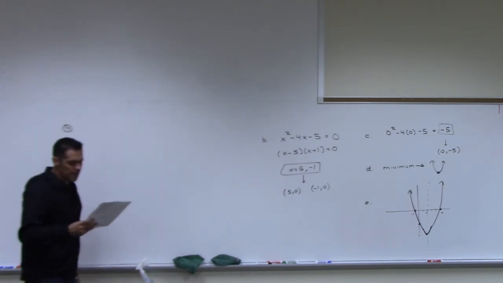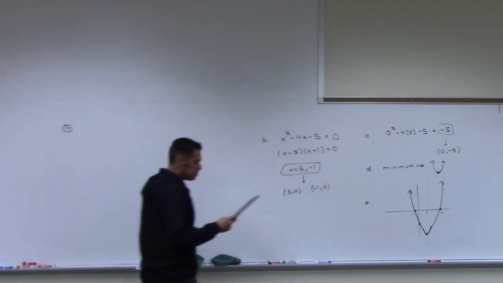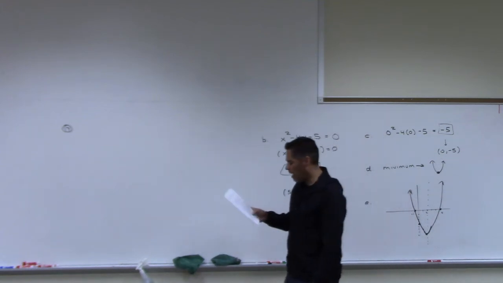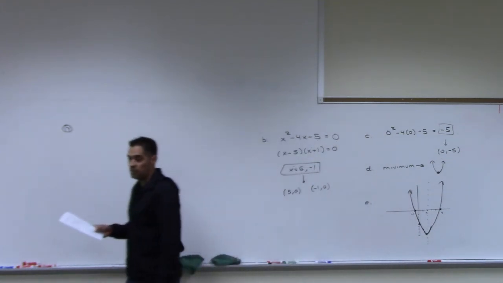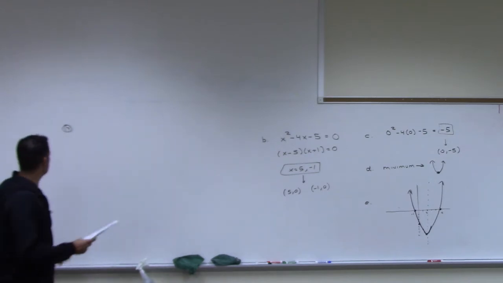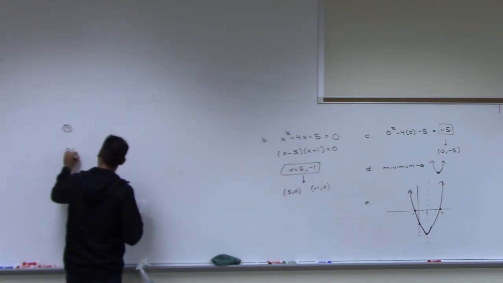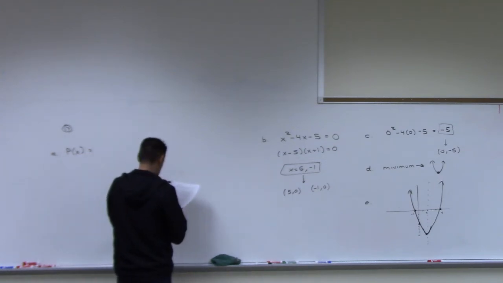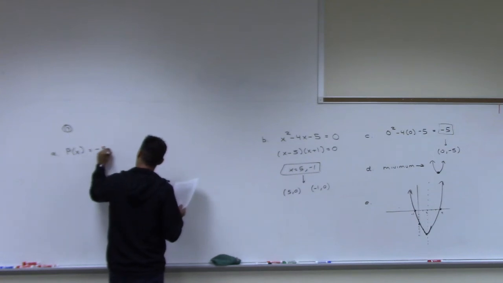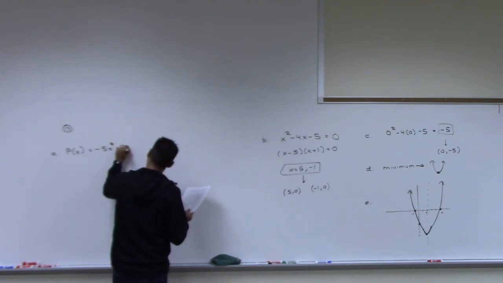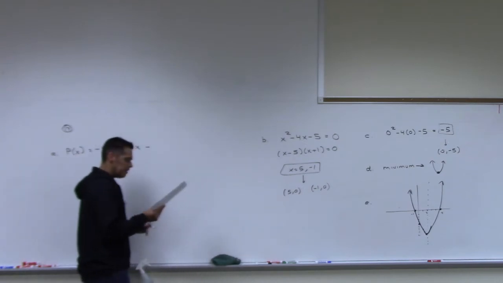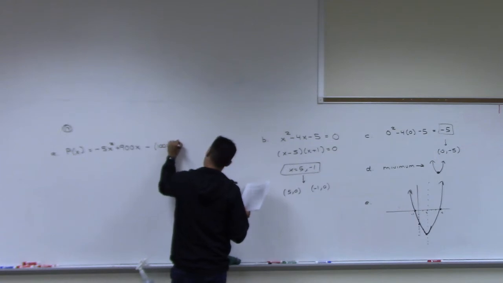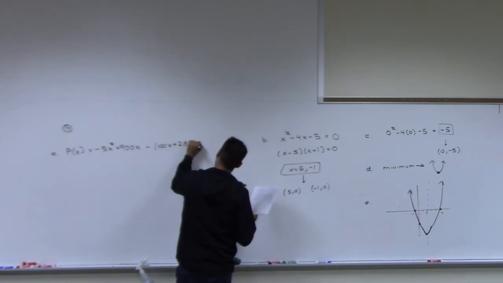17. An appliance store finds that if it sells x televisions per month, its cost will be given, and its revenue will be given. Find the profit function. So the profit function is revenue minus cost. So my profit function, part A, will be my revenue function, which is negative 5x squared plus 900x, minus my cost function, which is 100x plus 28,355.